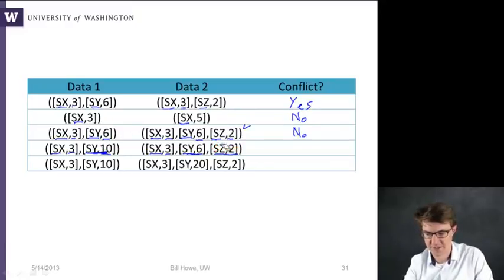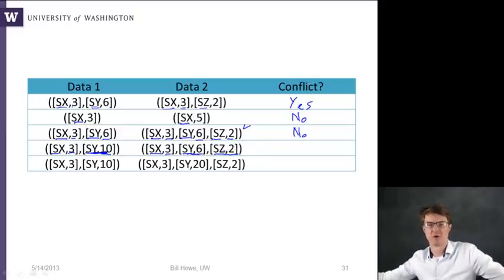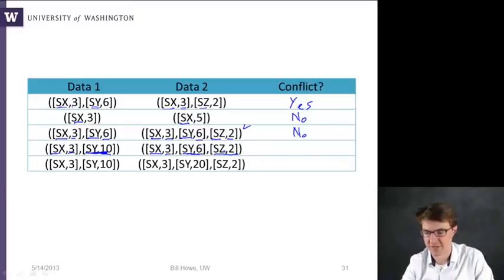But because this one's here, we now have some changes at SZ and some changes at SY that were both forward in time from the latest point that they agreed on. And so we don't know how to resolve that. And so yes, there is a conflict.